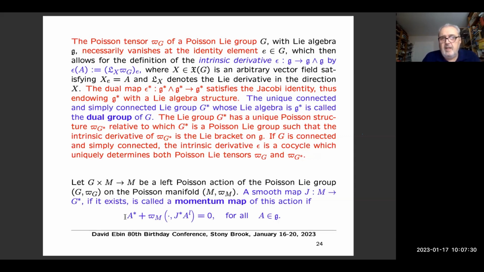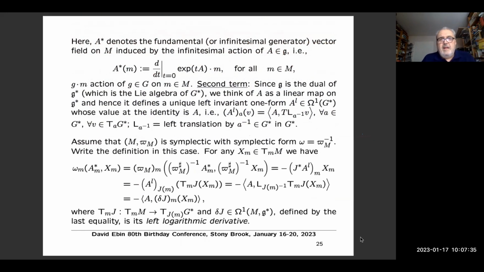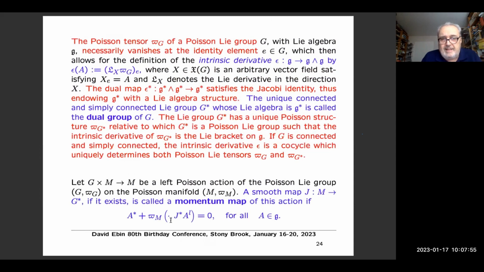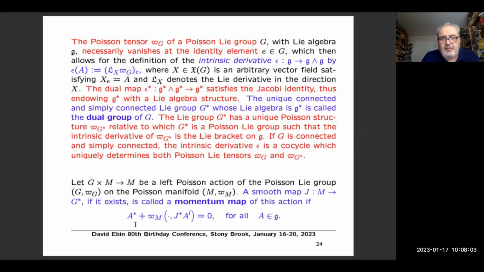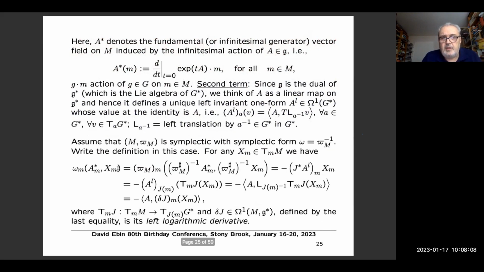This is a vector field. So if you apply a form, you're getting a number, right? Okay. So assume that this is symplectic, with symplectic form omega, which is the inverse of the Poisson tensor, because I'm telling you that it is symplectic. Write the definition in this case. So let's do it. I'm going to simply put here a tangent vector, call it x index M, and evaluate at M. That's what I'm doing, right? That's the left-hand side. Omega M, xm, A star out M. Okay, that's what I'm doing.